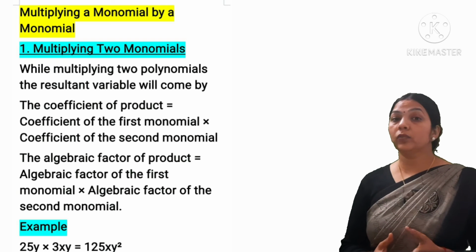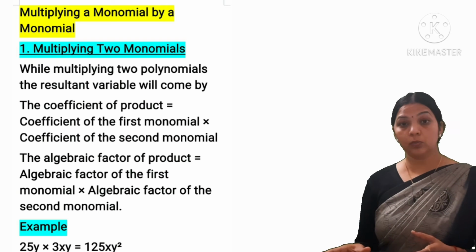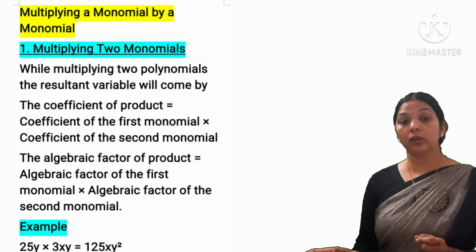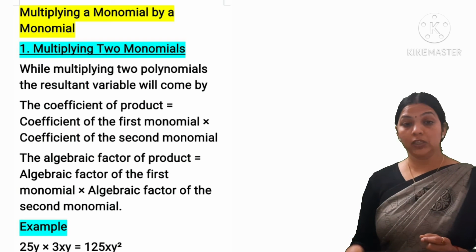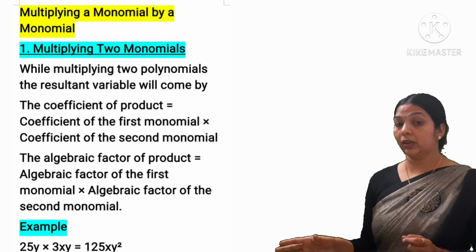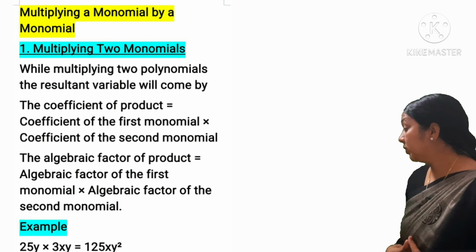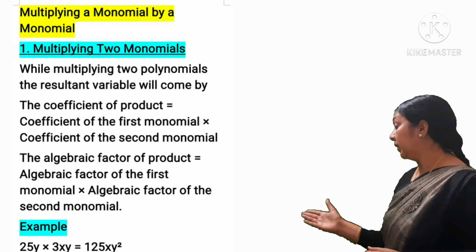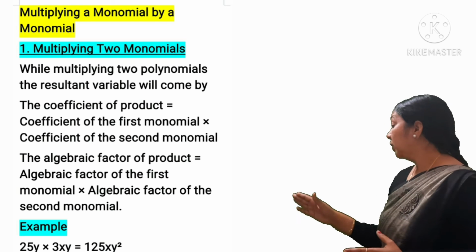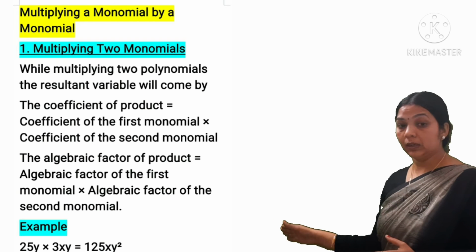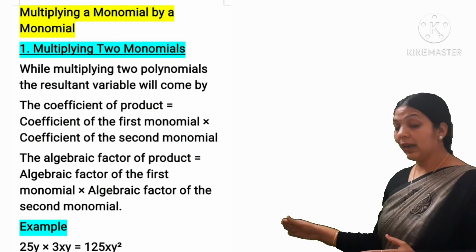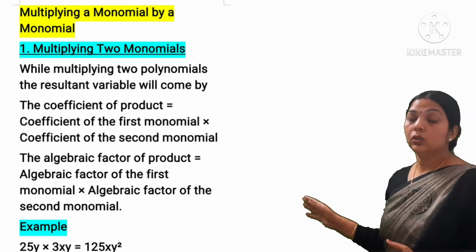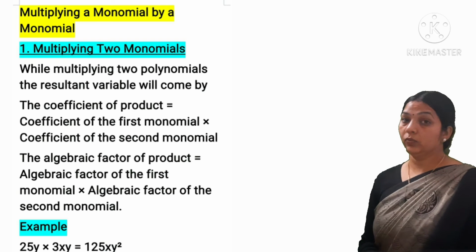So the coefficient of the product is equal to the coefficient of the first monomial into the coefficient of the second monomial, and the algebraic factor of the product will be the algebraic factor of the first monomial and the algebraic factor of the second monomial. Let's understand with the help of this example. Here you can see the example is 25x into 5xy. These two are the monomials. So here 25 and 5 would be multiplied, and it would result in 125, x into xy, so x into y square. So the answer would be 125xy square.